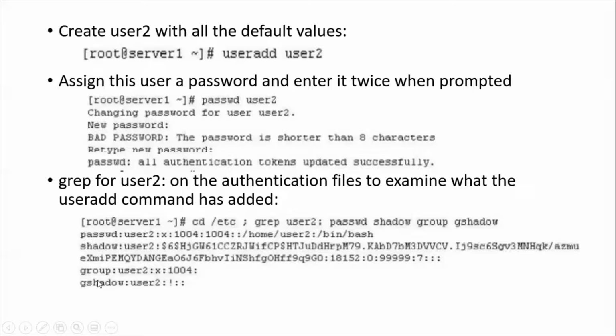And the third is the entry in the group file, where we can see user2, and x is the password pointer to gshadow, and 1004 is the group ID, which is also equivalent to the user ID, and then the gshadow file. So these are the four entries. Whenever we create a new user, it adds an entry to these four files. So let's do this exercise in our Linux as well.